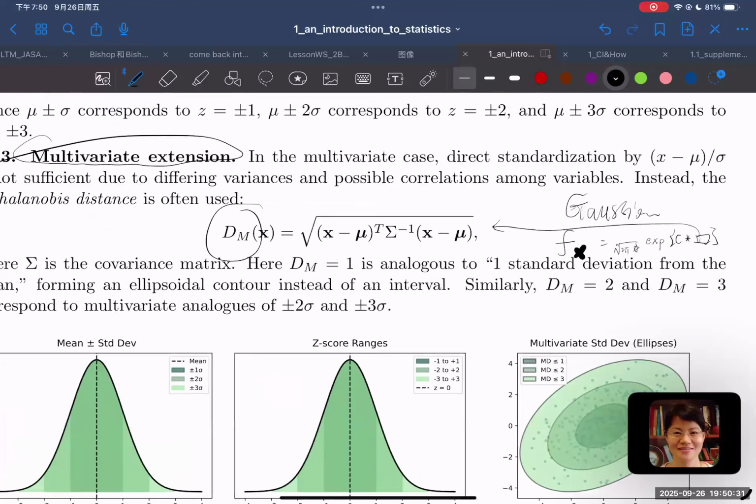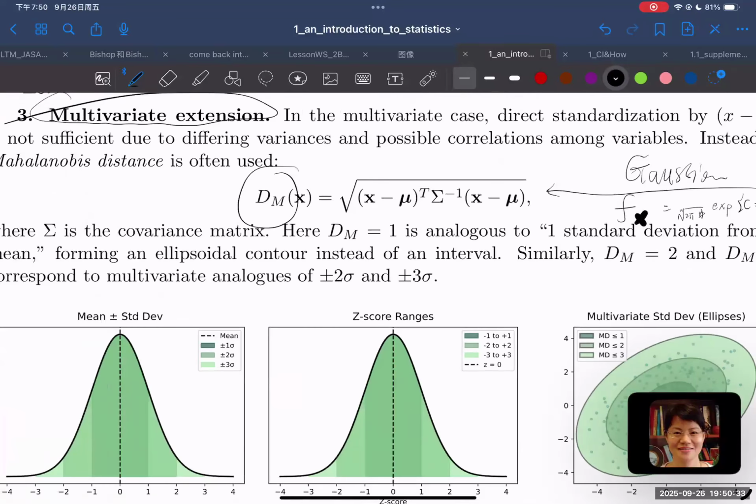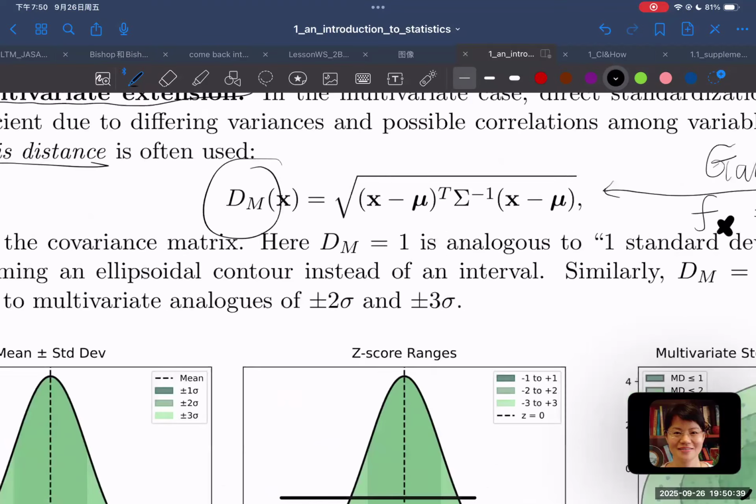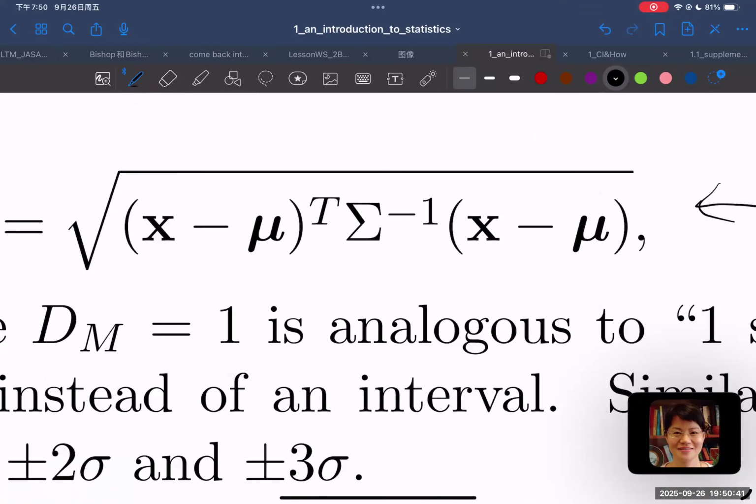For this multivariate extension, it has a name, Mahalanobis distance. What does it mean? You may do it this way. For this one, nowadays people use sigma minus half and sigma minus half. People would like to use it in this way. That means you actually can do more things.